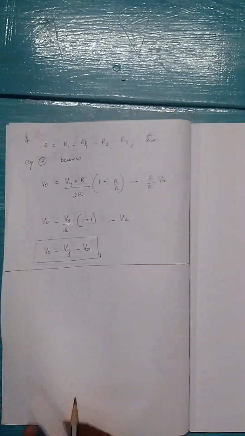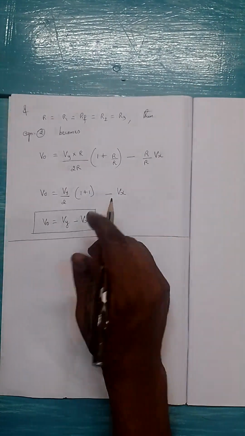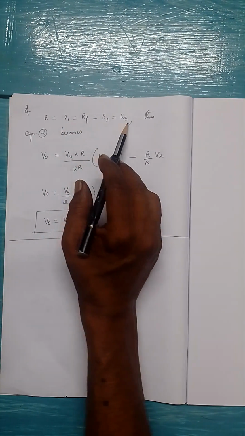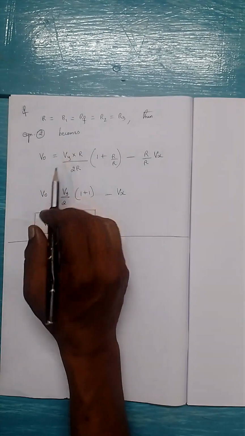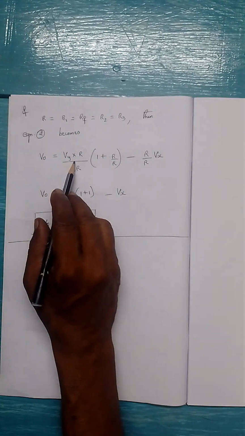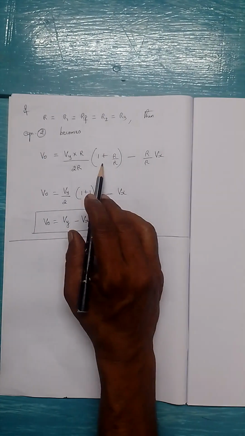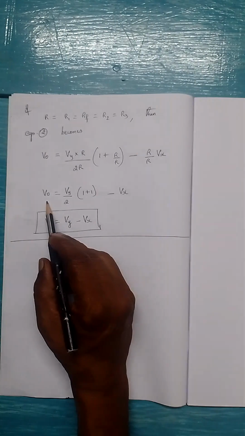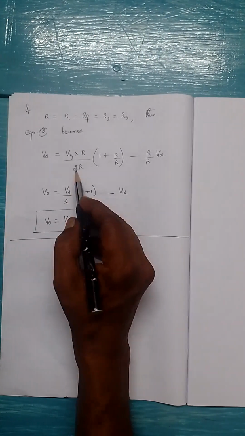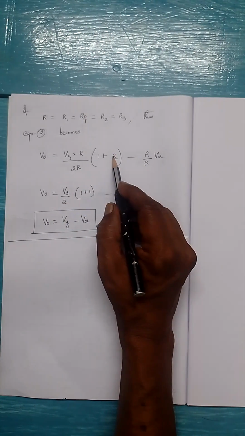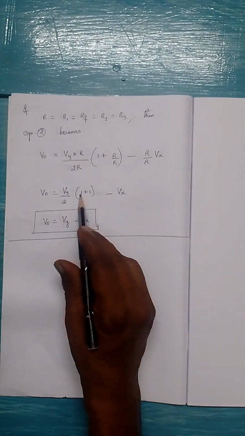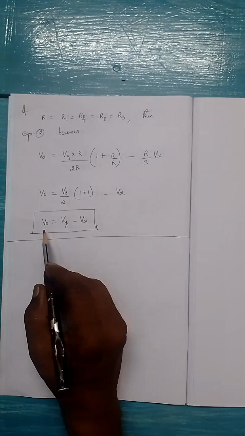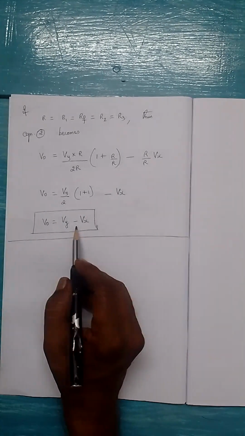Okay, suppose R is equal to R1, which is equal to Rf, which is equal to R2, which is equal to R3, then equation 2, the previous equation, becomes V0 is equal to Vy into R by 2R into 1 plus R by R, minus R by R Vx. So on simplification, you will be seeing that Vout is equal to Vy by 2, R and R get cancelled, here also gets cancelled, 1 plus 1 is 2. This 2 and this 2 get cancelled, here R and R get cancelled, minus Vx. Therefore, Vout is equal to Vy minus Vx.